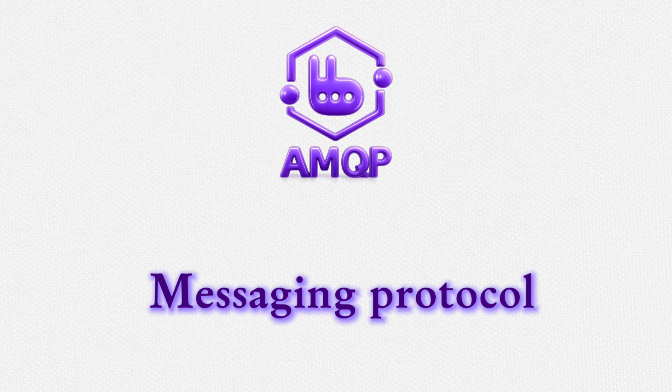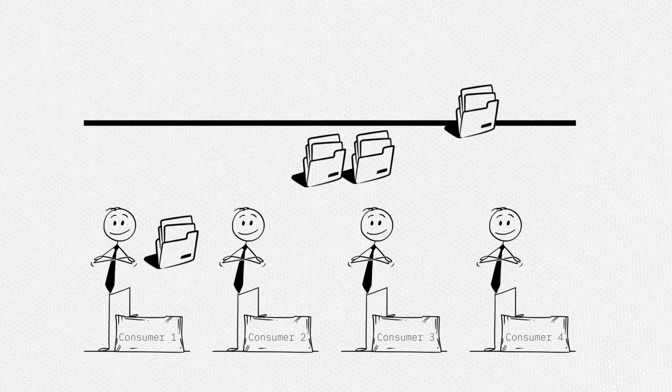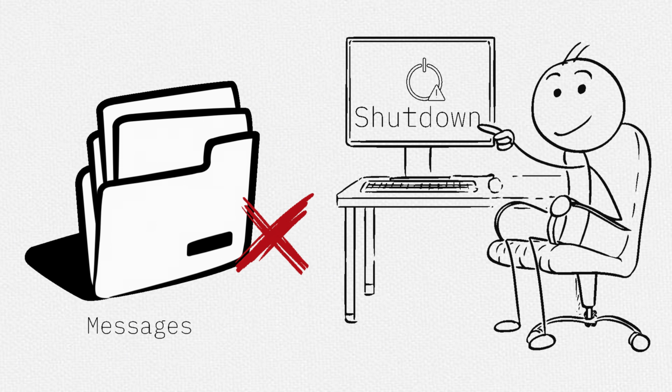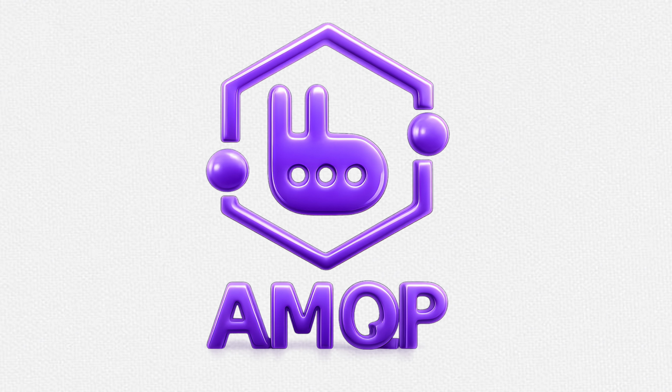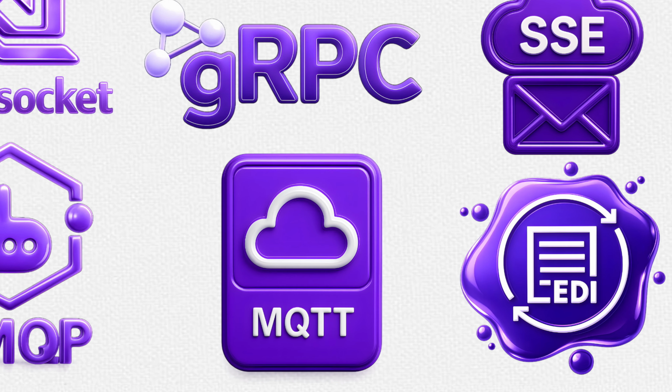AMQP is a messaging protocol designed for reliable communication between systems. Messages are sent to queues and delivered to consumers asynchronously. This ensures messages are not lost even if a system goes down temporarily. AMQP is widely used in enterprise systems for background processing and integration between services.